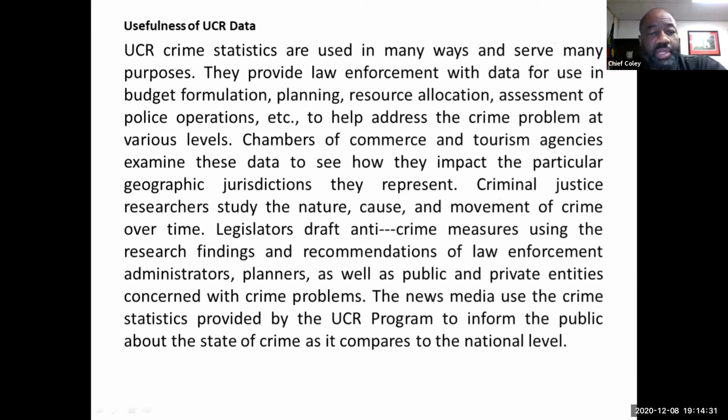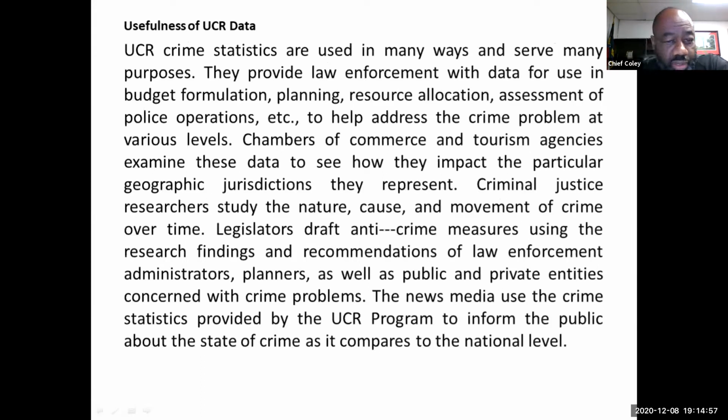The UCR crime statistics are used in many ways and serve many purposes. They provide law enforcement with data for use in budget formulation, planning, resource allocation, and assessment of police operations to help address the crime problem at various levels. Chambers of Commerce and tour agencies examine these data to see how they impact a particular geographic jurisdiction they represent.